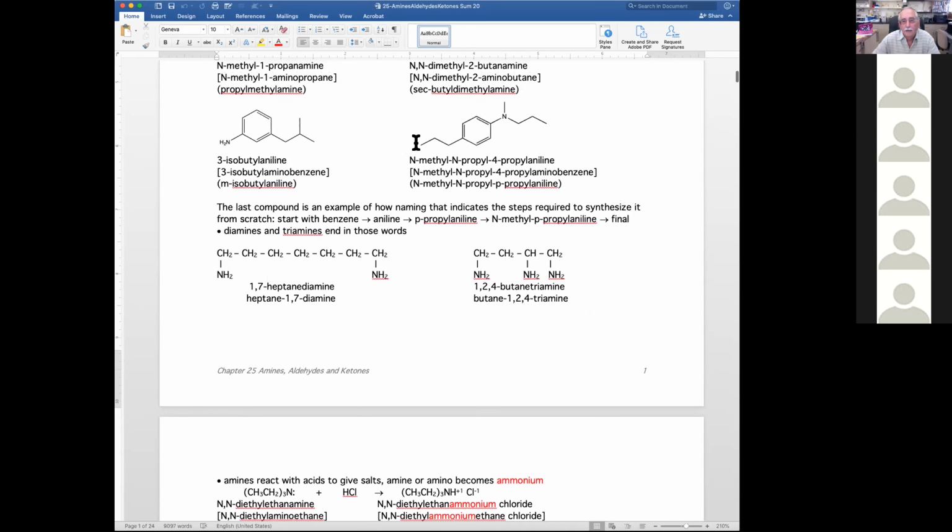If you look at how we name this, it really has to do a lot with how we synthesized this compound. You start with benzene, then you would put the amino group on there. The amino group is ortho-para directing, so you end up having, in this case, the para position. And then you came along later and put the substituents onto the nitrogen.